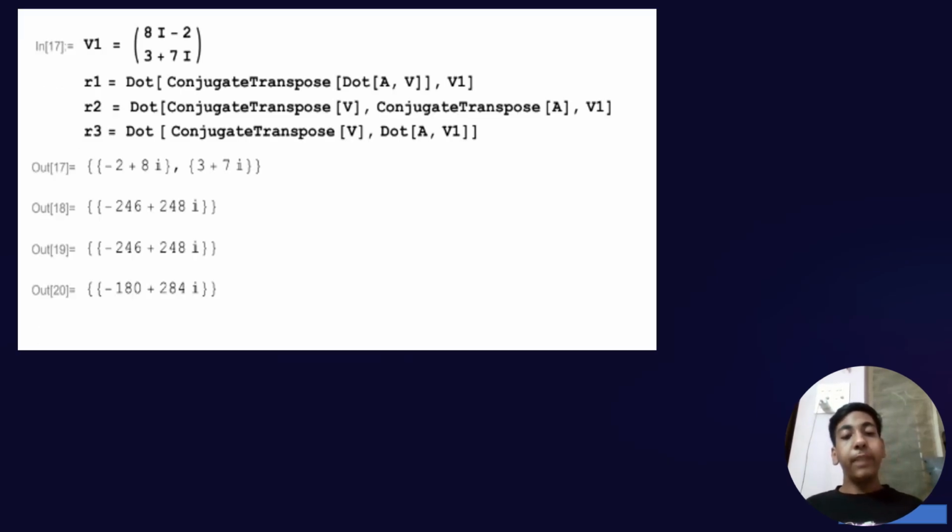So further, for V1 equals the matrix, we use Dot, ConjugateTranspose, Dot[A, V, V1], and ConjugateTranspose[V] conjugate transpose A V1. As we have seen with complex numbers, you can also try that. For this, you have to download Wolfram Mathematica.